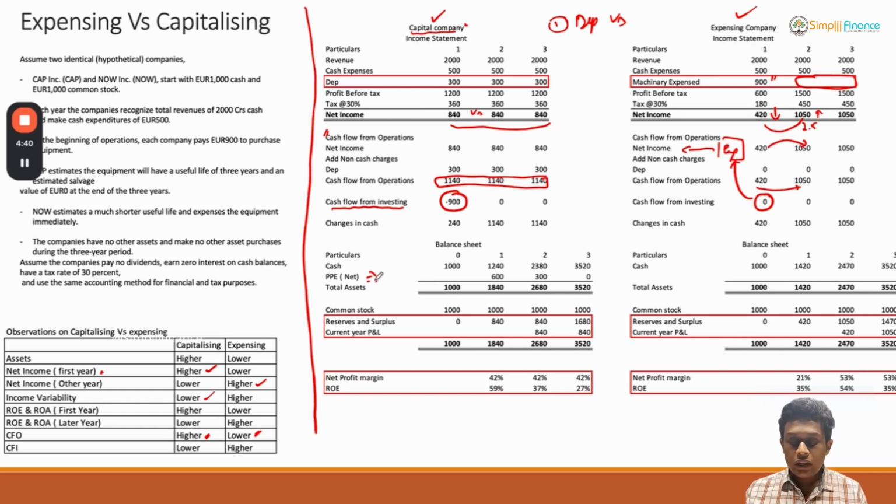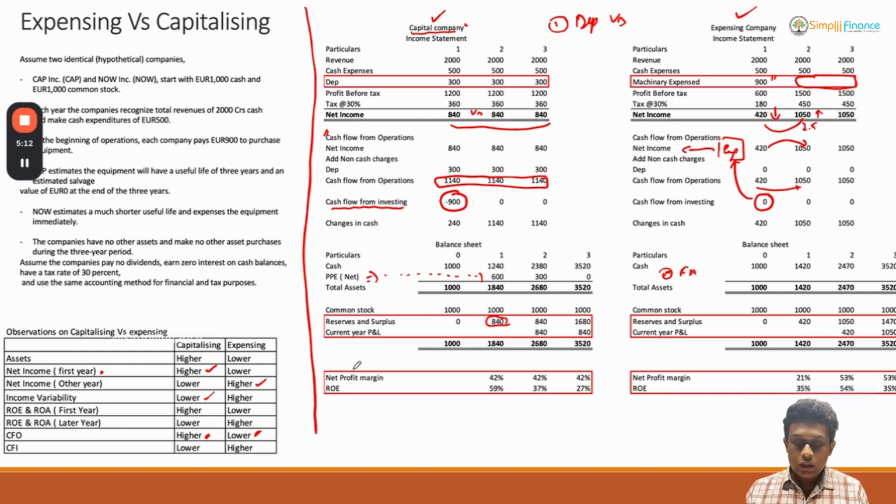Moving on to the balance sheet, in the capitalizing company you start showing the fixed asset net of depreciation, but here there is no fixed asset shown. And here if you can see, the net income increases every year by a constant amount, and therefore you don't see much variability or the ups and downs compared to the expensing company. So the expensing company has a significant amount of variability.